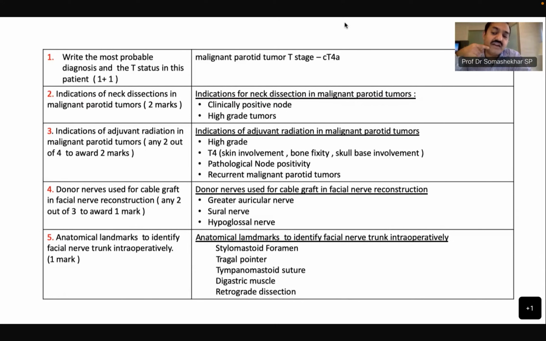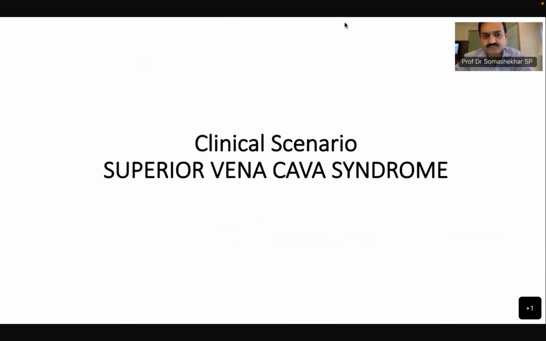Or retrograde: you find a marginal mandibular or a lower buccal branch, and then you start tracing it. That is done when there is a recurrent tumor and nothing is identifiable, it is all frozen, then you take a nerve and go. These are the ways to identify the nerve in the exam.